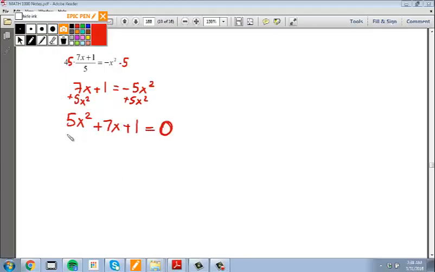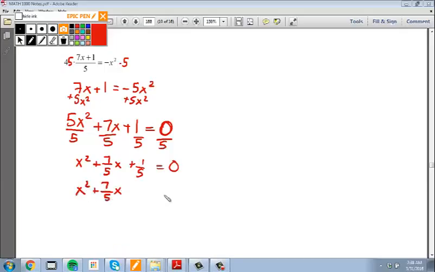But we have an issue. The number in front of the x squared is not 1. So remember I said from the beginning we needed to divide that out if it was not 1. So we have x squared plus 7 over 5 x plus 1/5 is equal to 0. Then we do the same thing as before. So I need to actually subtract that number to the other side. So I get negative 1/5.